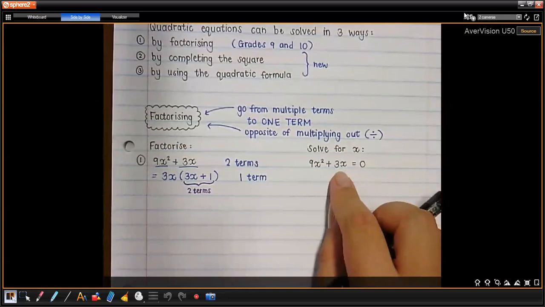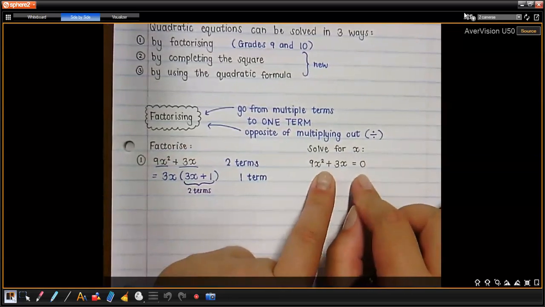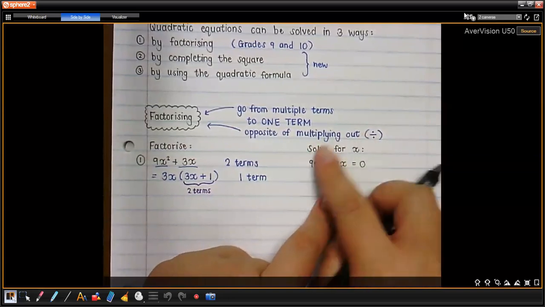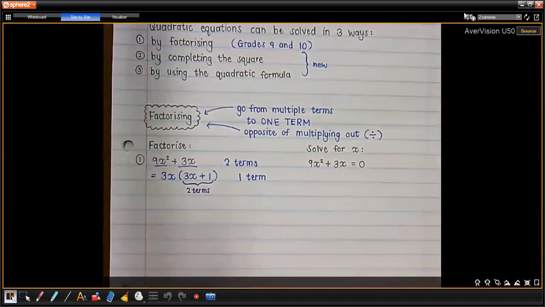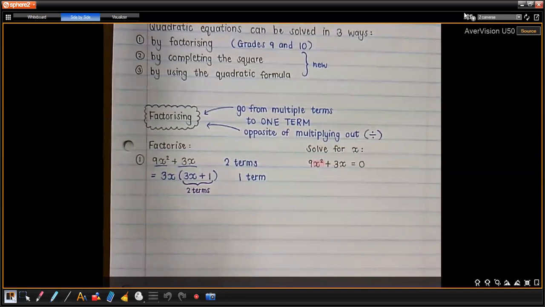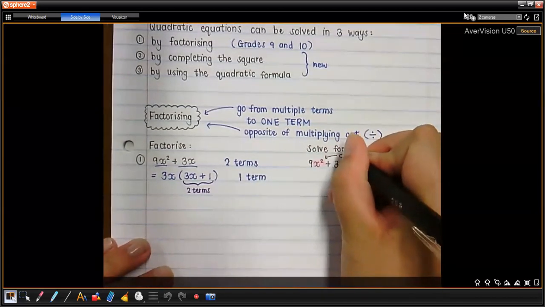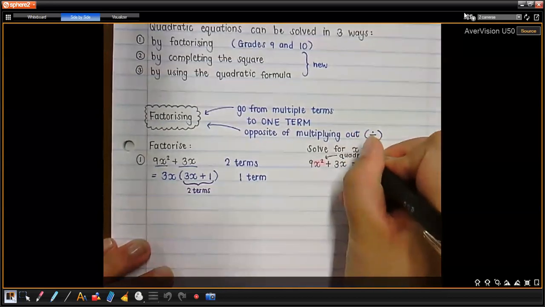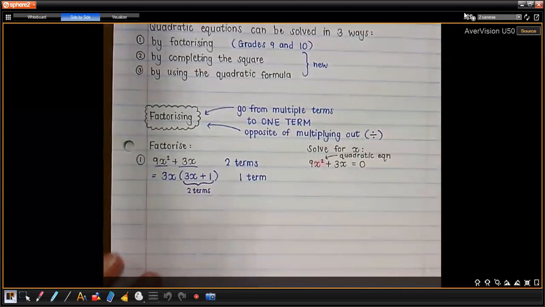Now, what you must remember is when you are solving a quadratic equation, firstly, how do I know that this is quadratic? This is an x squared. Okay, shall we highlight that? Highlight that x squared thing. X squared, so this is a quadratic equation.